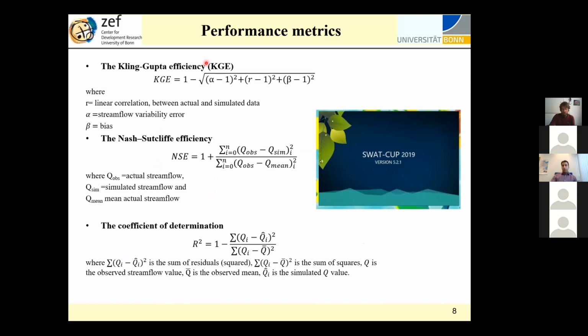The performance metrics is always important, that how the model behaves against the actual data. So we use the Kling-Gupta efficiency, the Nash-Sutcliffe efficiency, and the coefficient of determination. These were the key tools which we used for the assessment of the performance of the model. I will give the details later.